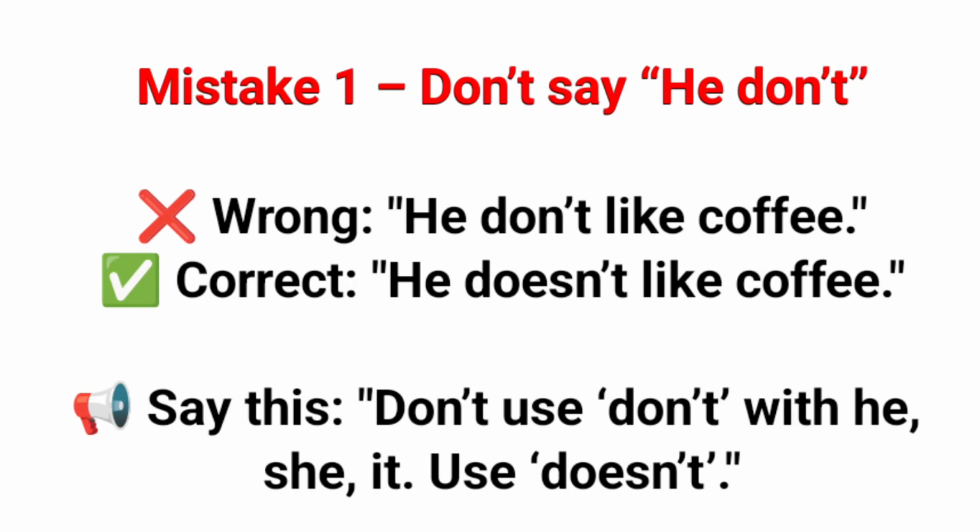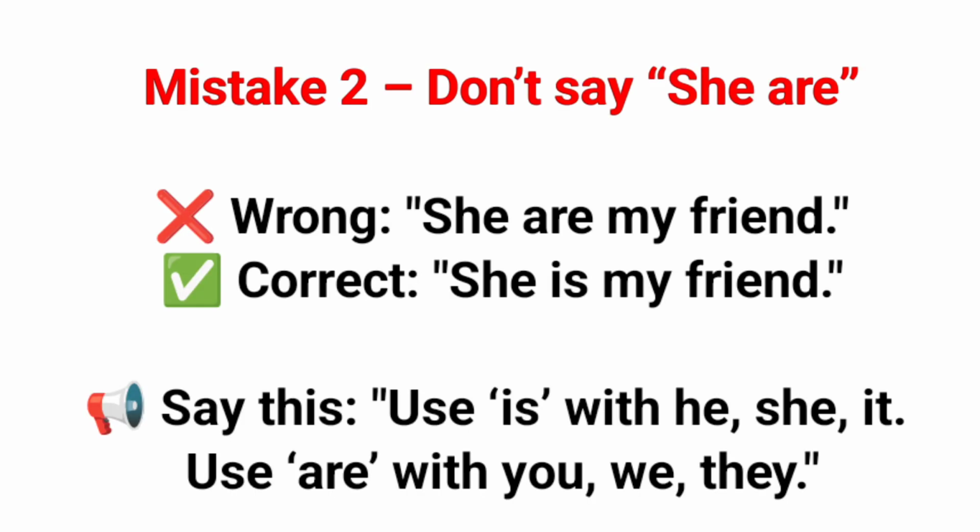Let's start. Mistake 1. Don't say, he don't. Wrong, he don't like coffee. Correct, he doesn't like coffee. Say this, don't use, don't, with he, she, or it. Use, doesn't.